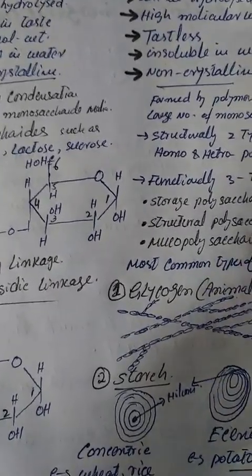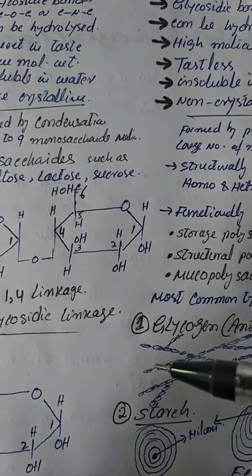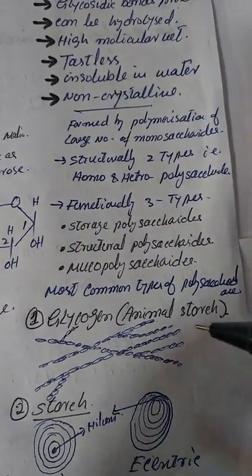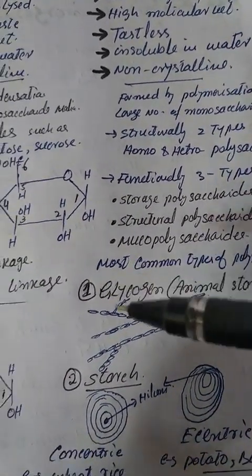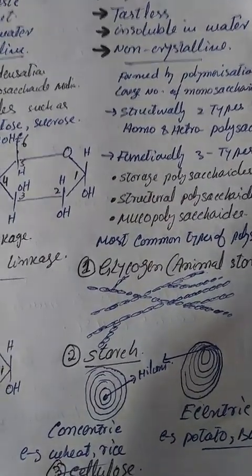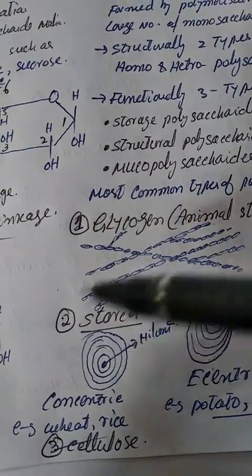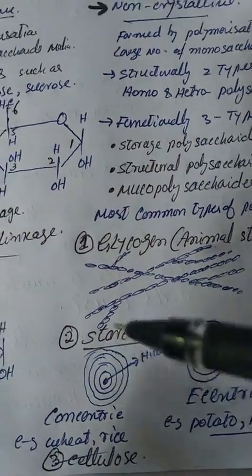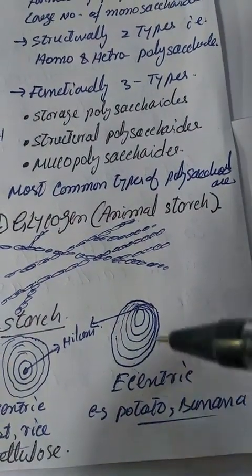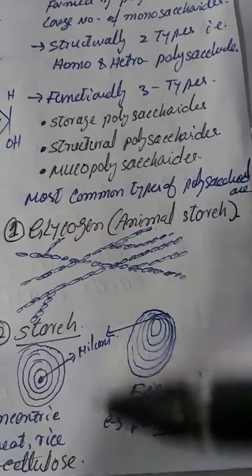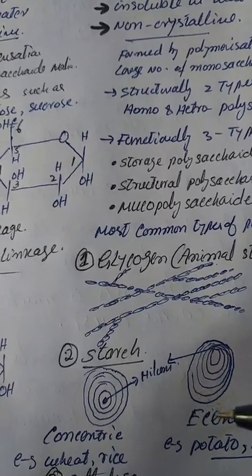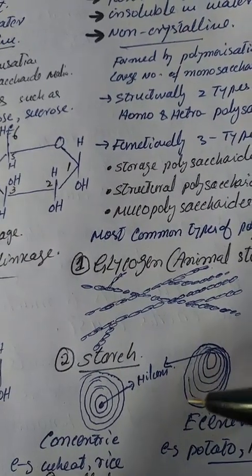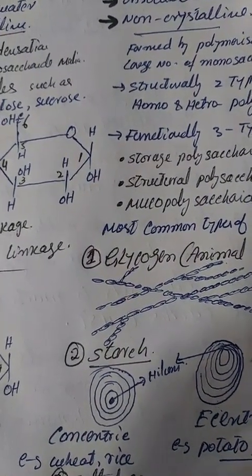Another polysaccharide is glycogen. Glycogen is actually the animal starch. The next is starch, which is found in wheat and rice. This is a concentric structure of a starch molecule, and here is the starch of potato or banana, which has an eccentric appearance. It is a plant reserve of food formed during photosynthesis, and it is stored in leucoplasts or amyloplasts.